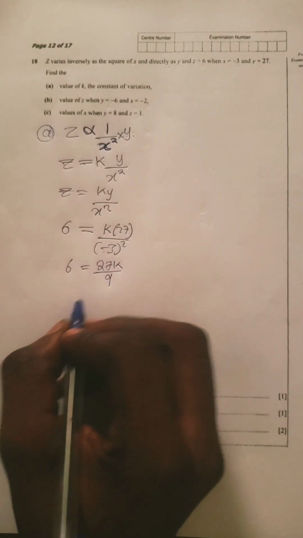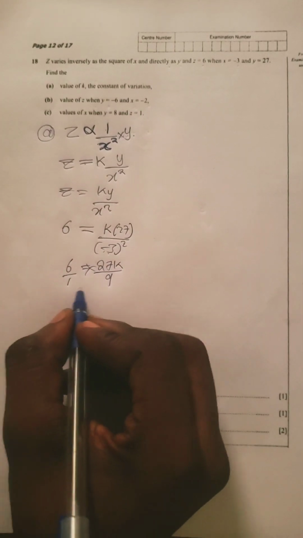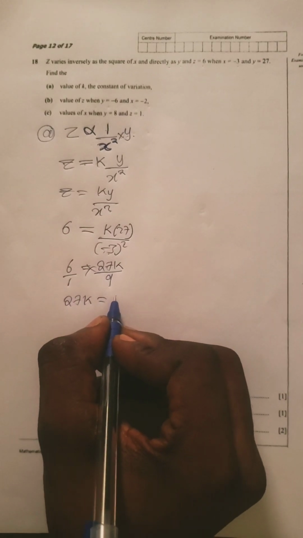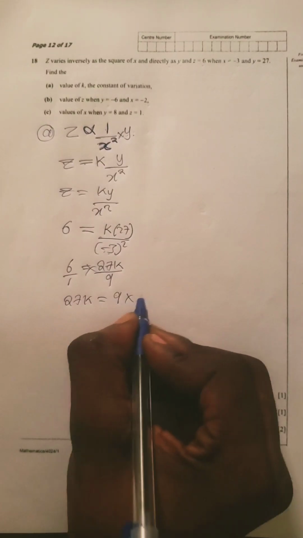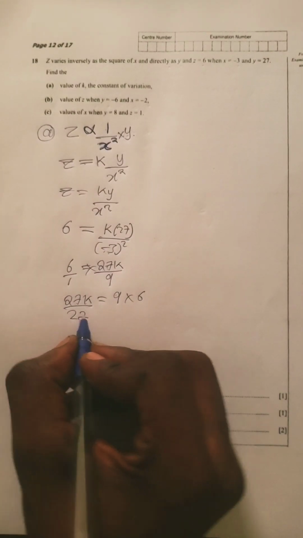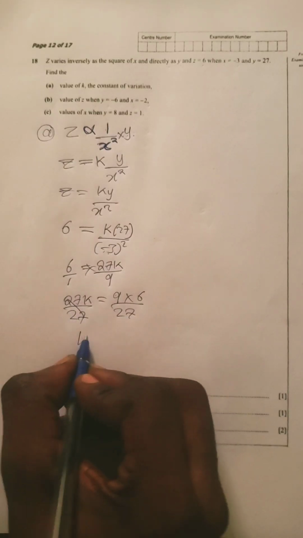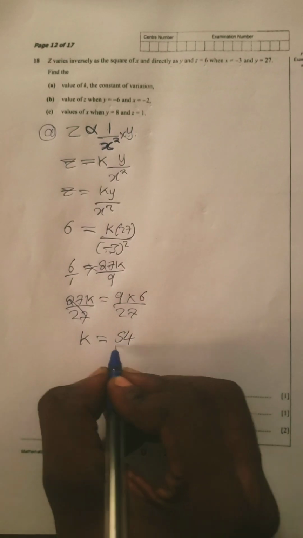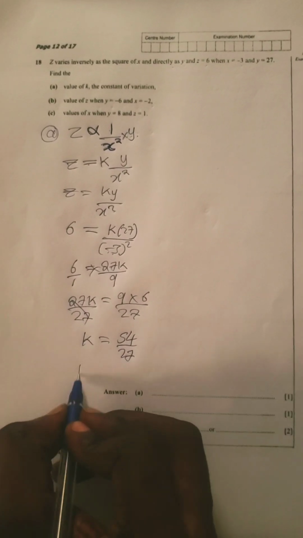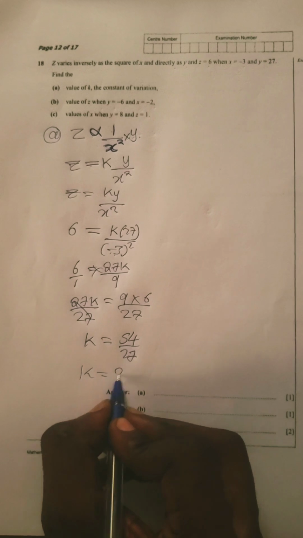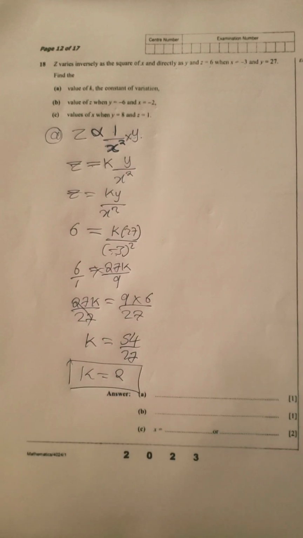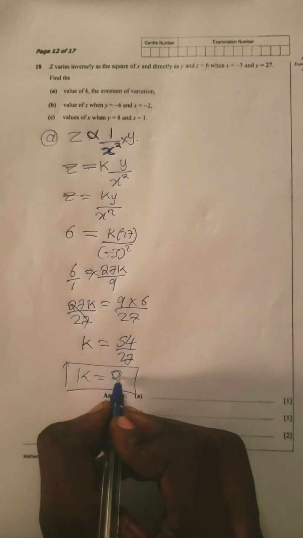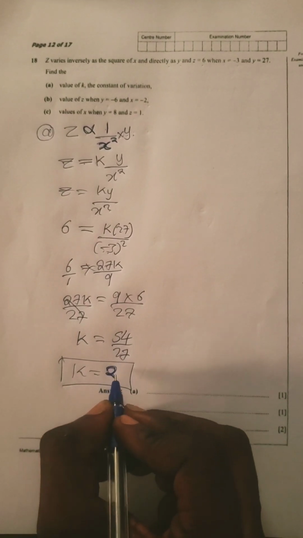That's 9. So we say over 1, we cross multiply. So 1 times 27 is going to be 27k, which is equal to 9 times 6. So divide by 27 on both sides. So our k is equal to 54 over 27, which is 2. So this is our constant of variation, k. So this is constant. When you get it wrong, probably the next questions will get them wrong.